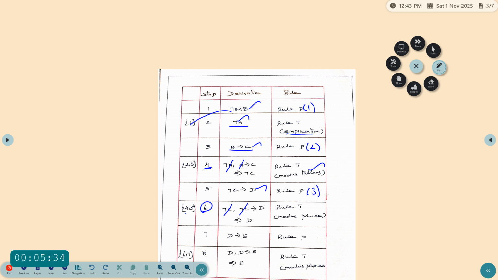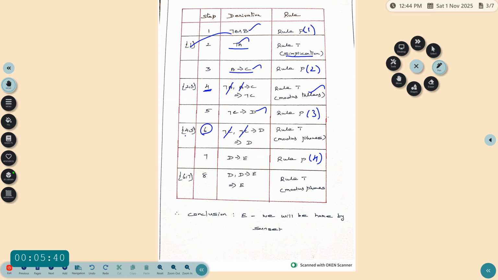Next, introduce the last premise, D implies E. This is the fourth premise, introduced at the seventh step. And the eighth one is derived from 6 and 7. What is the sixth one? D, and D implies E. D should be cancelled using the modus ponens rule. The remaining is E. The conclusion is E. What is the conclusion here? We will be home by sunset. Using the four premises and the logical equivalences, we get the conclusion E: we will be home by sunset. Thank you.